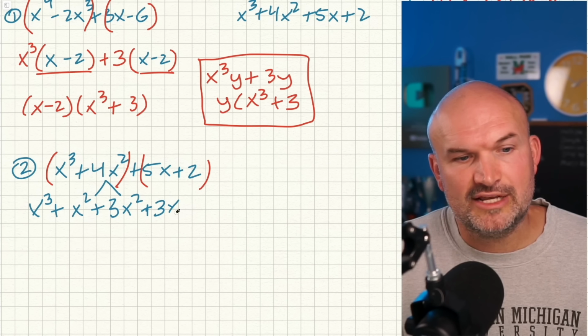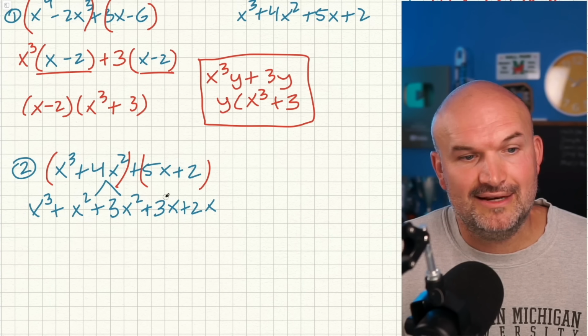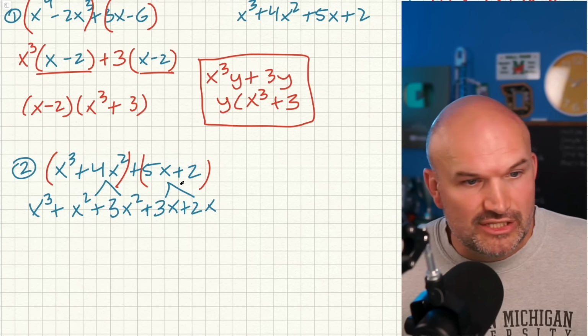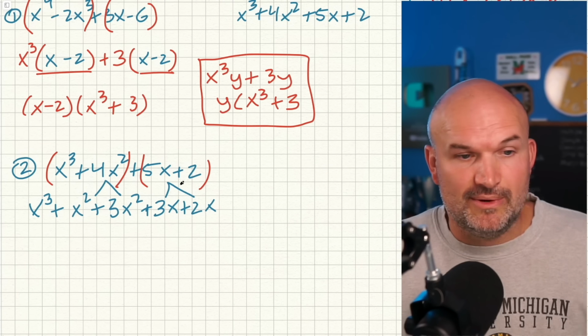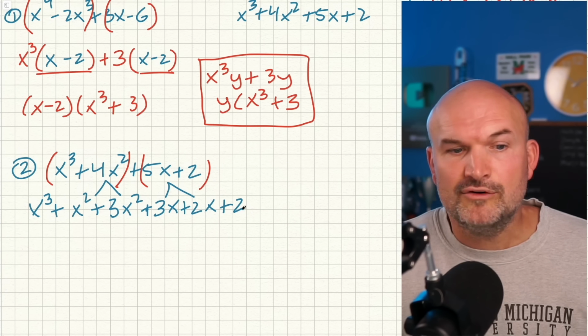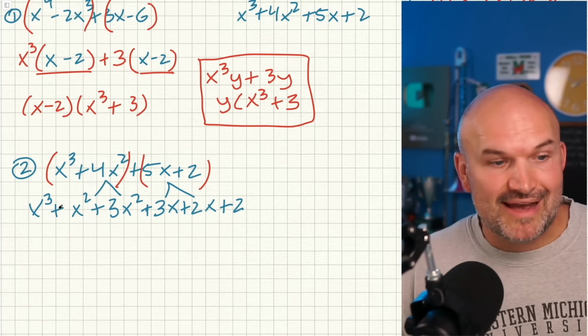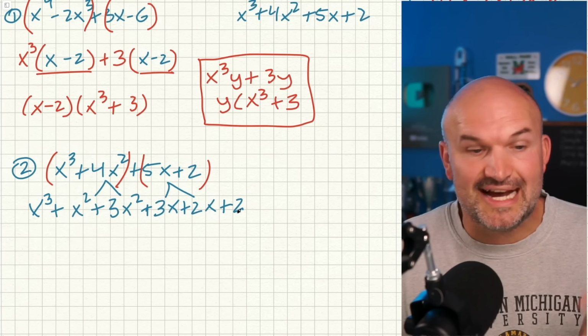So again, I'll write this as a 3x plus a 2x. And again, recognize I'm not changing the math problem. All I'm simply doing is rewriting a 5x as a 3x plus a 2x. And then don't forget your constant over here, which is a 2. Okay, so now I have 1, 2, 3, 4, 5, 6. I can factor by grouping.